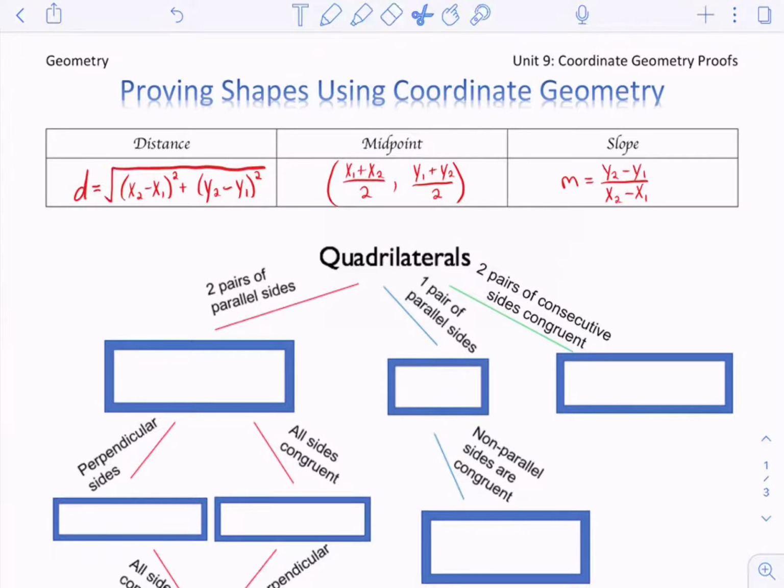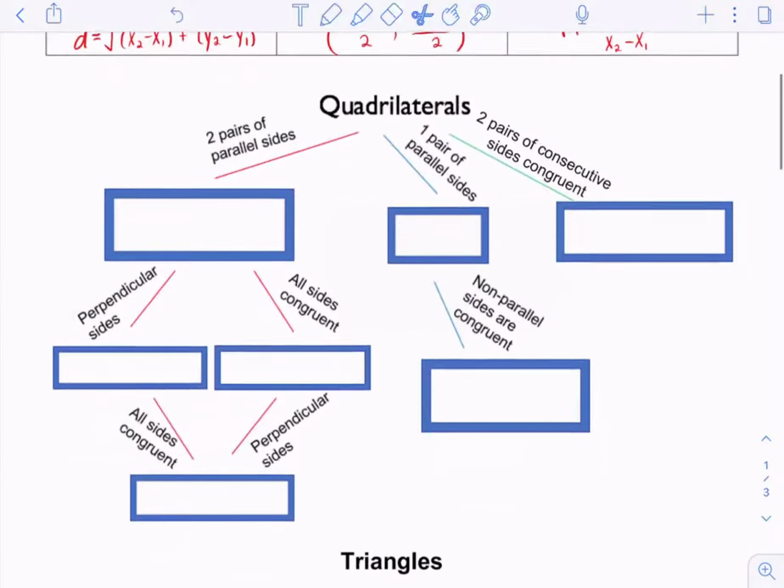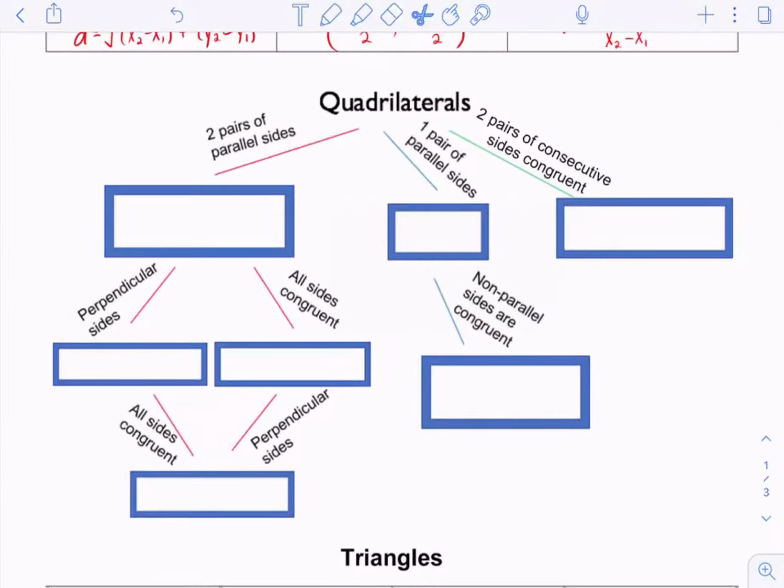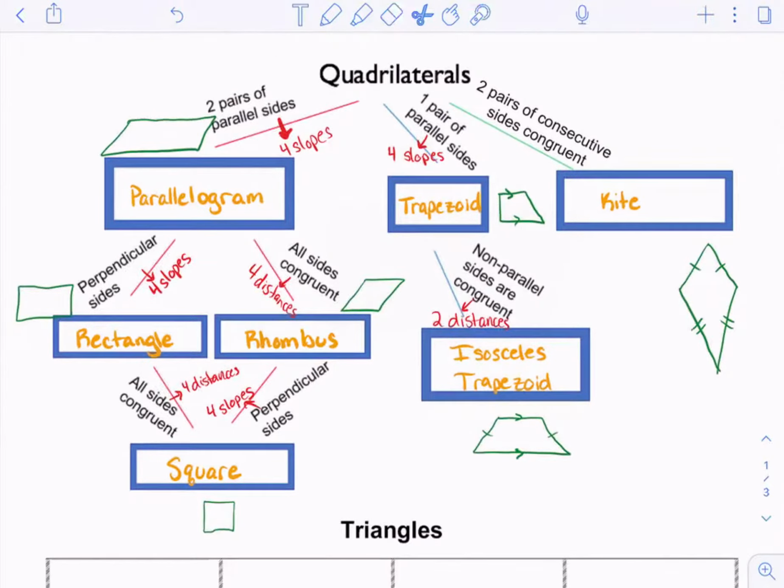The two types of shapes we're talking about are quadrilaterals and triangles. If you remember quadrilaterals, we didn't do it too long ago. Let's fill in the pieces that we know here. So here's everything we know about this diagram.